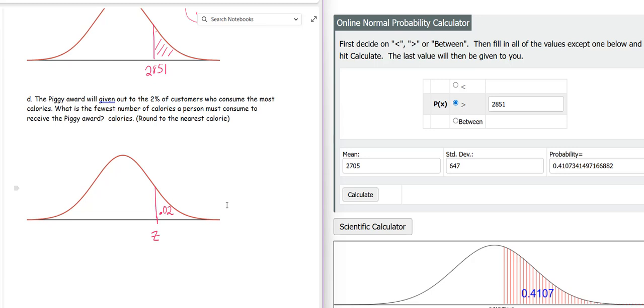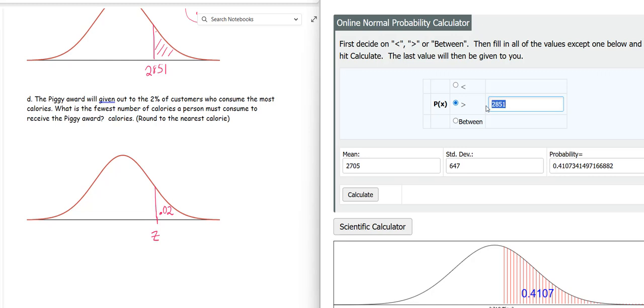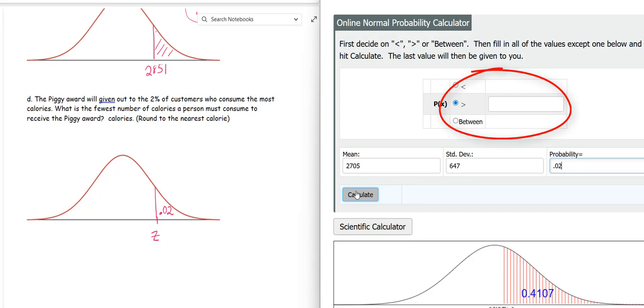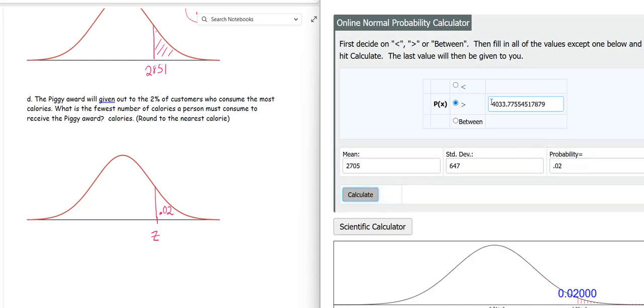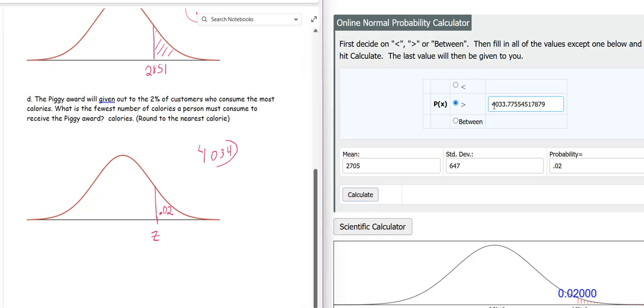That's 2%. So we go over to our normal probability calculator, and this time under the probability, we put 0.02 and we make sure that greater than is clicked because we want the area to the right of Z, and we click calculate, and we get to the nearest calorie, which is what they want, 4,034 calories. I hope this was helpful.